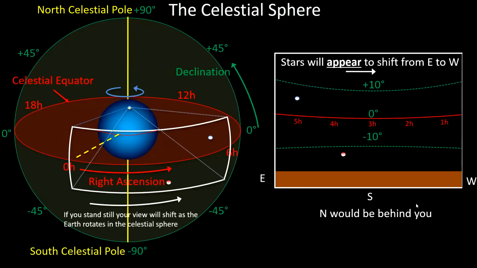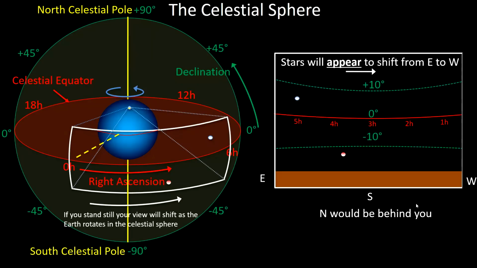So let's just run it forwards now. We're going to run it forwards 2 hours. I'm just going to point out a couple of things before we start. At the moment, the blue star is at approximately 5 hours right ascension. Now, the thing that people get confused about with this is the star coordinates are fixed in this system. So that blue star will always be at 5 hours right ascension.